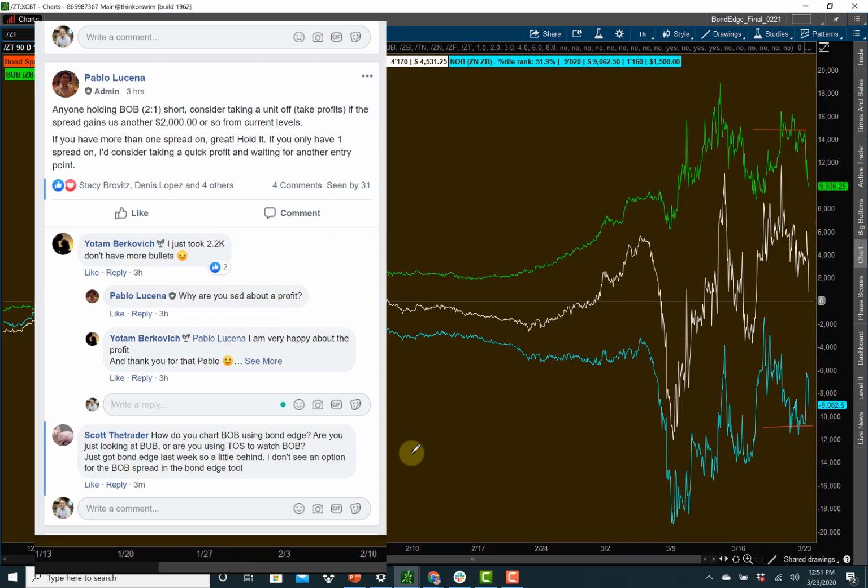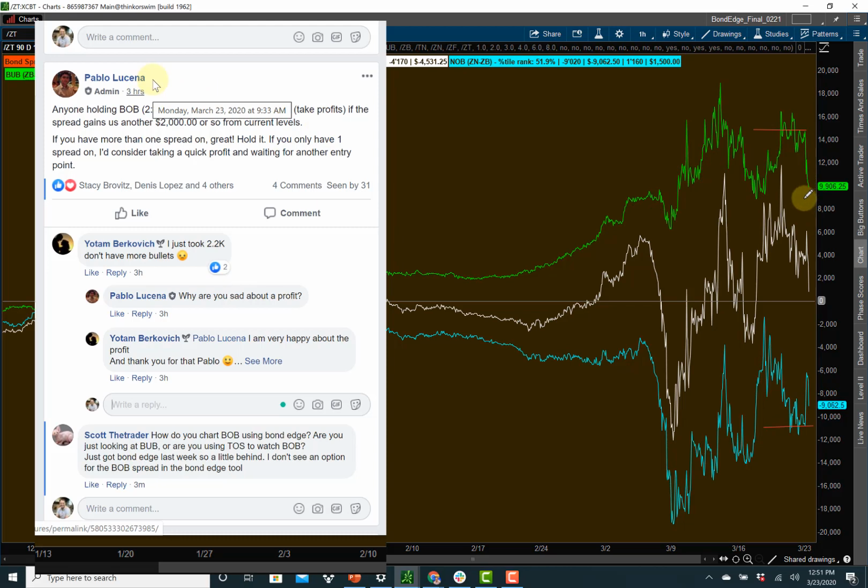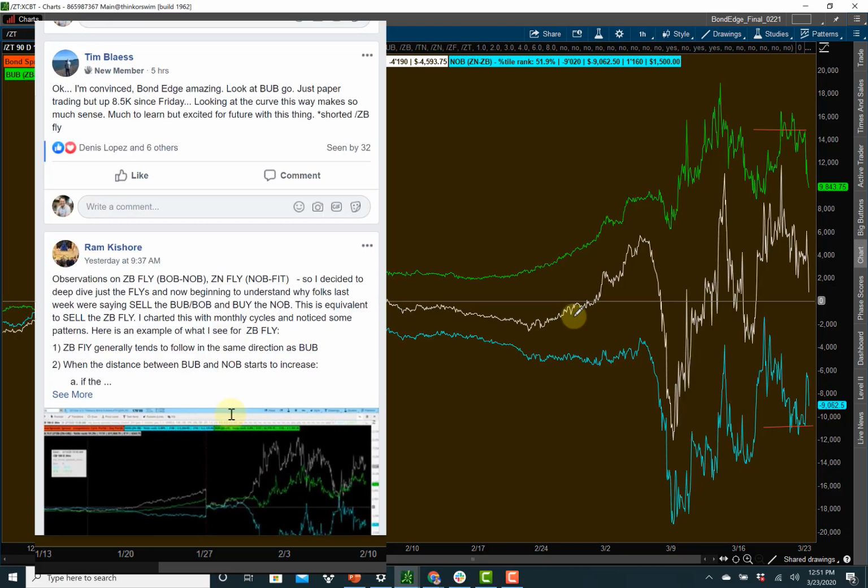And because there's so much BS out there about people teaching futures, I want to always show as much proof as I can. Pablo, 3 hours ago this morning: anyone short the bob, if the spread gains another $2,000, consider covering at present levels. Yotam just took $2,000 out of the market. And then a little more: okay, I'm convinced Bond Edge is amazing. Look at that bob go, just paper trading, but up $8,500 since Friday. This is Bond Edge.